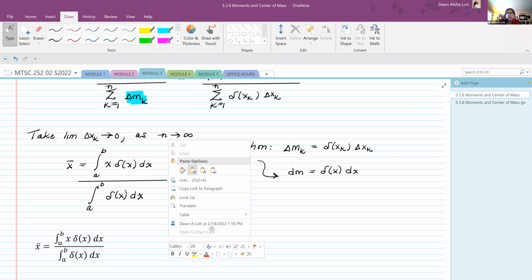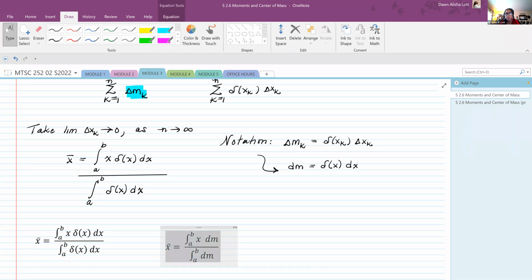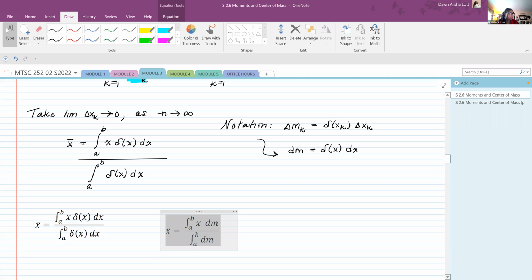So whichever formula you choose to remember, either one will get you to where you need to go.